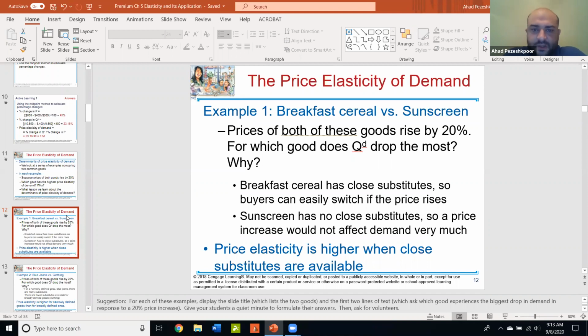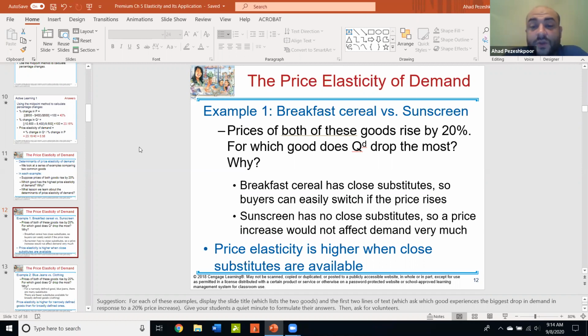For example, let's compare two goods, breakfast cereal and sunscreen. Both of these goods' prices rise by 20%. Which one will people abandon more than the other one? Which one will experience a sharper decline in quantity demanded?